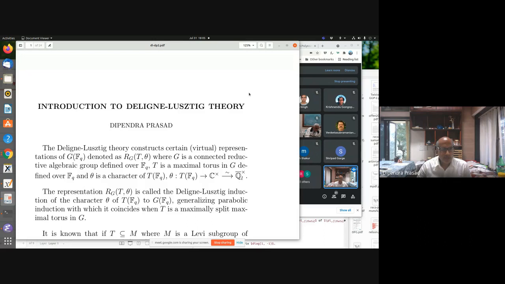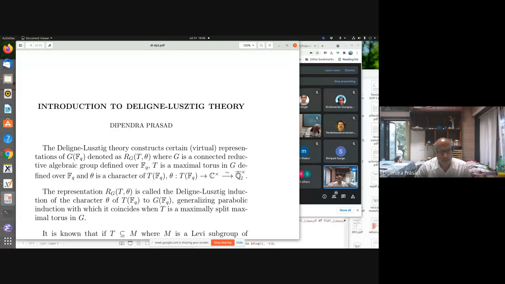So the linguistic theory is about constructing certain representations of finite groups of Lie type, which are denoted as R_T^G(theta), where G is a connected reductive algebraic group over a finite field F_q. T is a maximal torus in G defined over F_q. And theta is a character on the finite torus T(F_q). So theta is a homomorphism from T(F_q) to C star, or it could also be treated with values in Q_l bar star, which is what may be required by the way the linguistics set up the context. But there is no difference between C star and Q_l bar star. So one can just fix an isomorphism.